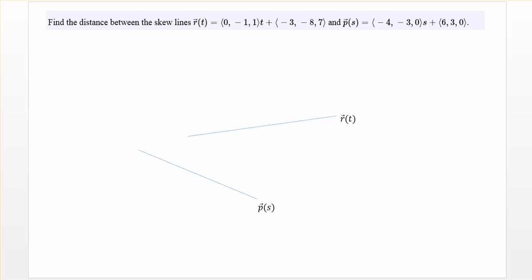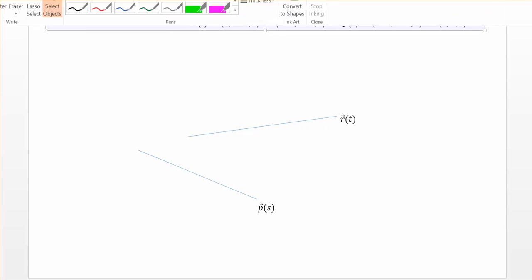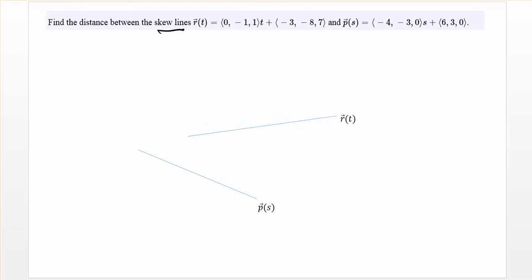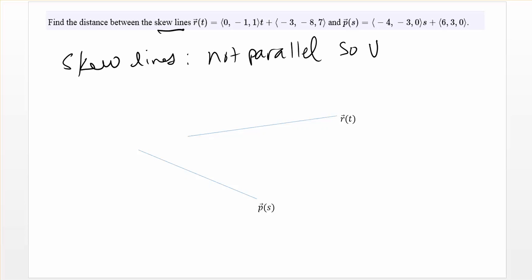Today we're going to look at how to find the distance between skew lines. Skew lines are lines that are not parallel. So v of r, the direction vector of r, is not equal to some lambda times v of p, the direction vector of our line p of s. And they do not intersect.